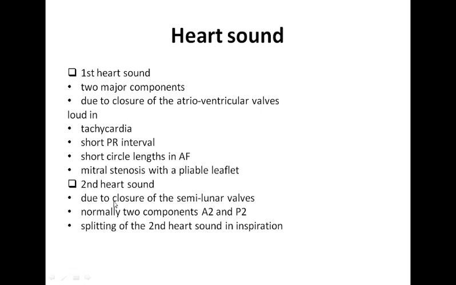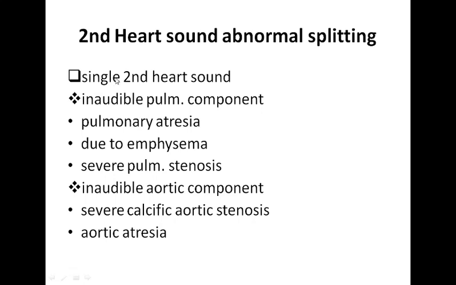The second heart sound is due to closure of the semilunar valves, the pulmonary and aortic valves. Normally there are two components, A2 and P2. Splitting of the second heart sound is seen in inspiration in a normal person. A single second heart sound can be heard in pulmonary atresia, emphysema, and severe pulmonary stenosis. An inaudible aortic component of the second heart sound can be seen in severe calcific aortic stenosis and aortic atresia.